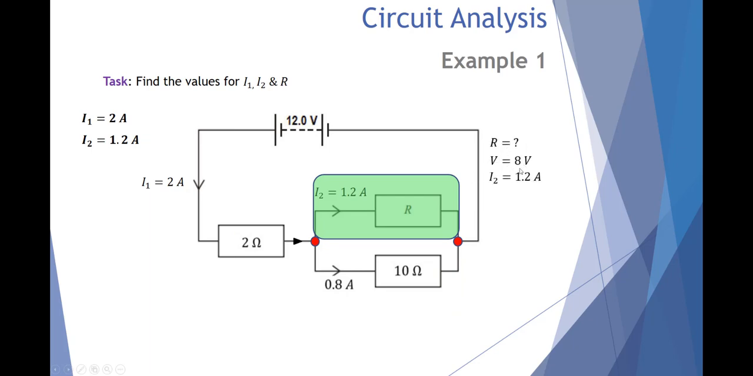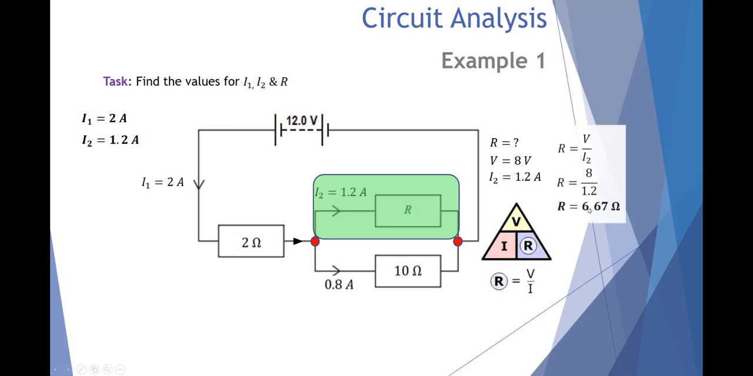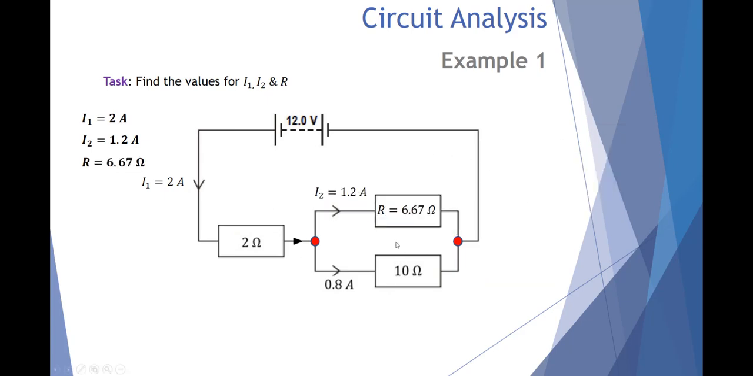We've got the voltage of 8 volts, and we know the current's 1.2 amps. We can use Ohm's law, R equals V over I, and sub in our values, a V of 8 and I of 1.2. This gives me a resistance of 6.6 recurring ohms, or we round it to 6.67 ohms. And that's the conclusion of this example. We've been able to find, using Ohm's law and knowledge of series and parallel circuits, I1, I2, and R.